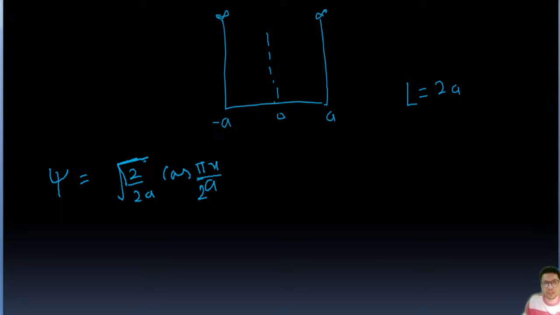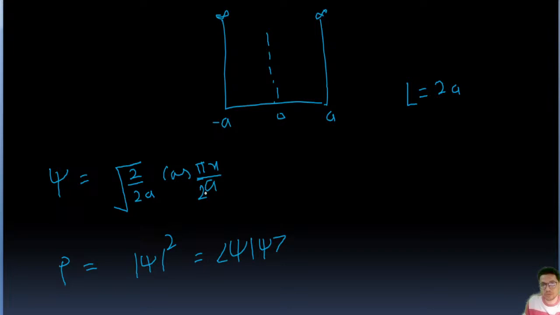Okay, so this is the one, and now we have to find the probability of finding the particle, and we know it's going to be mod psi square, or psi star psi, and this is the value of psi. So here we'll find it.